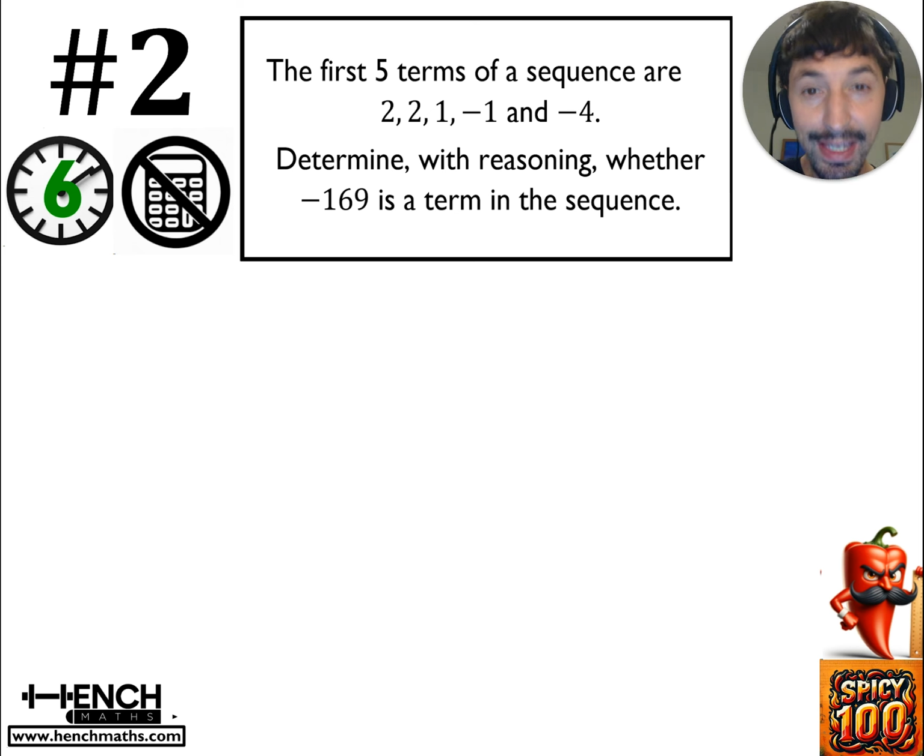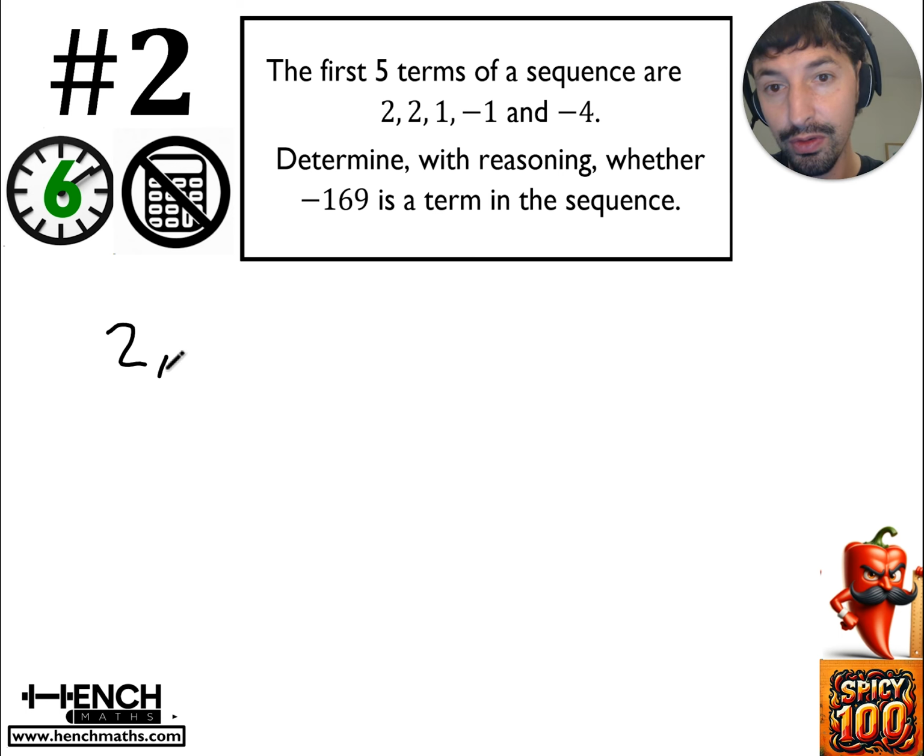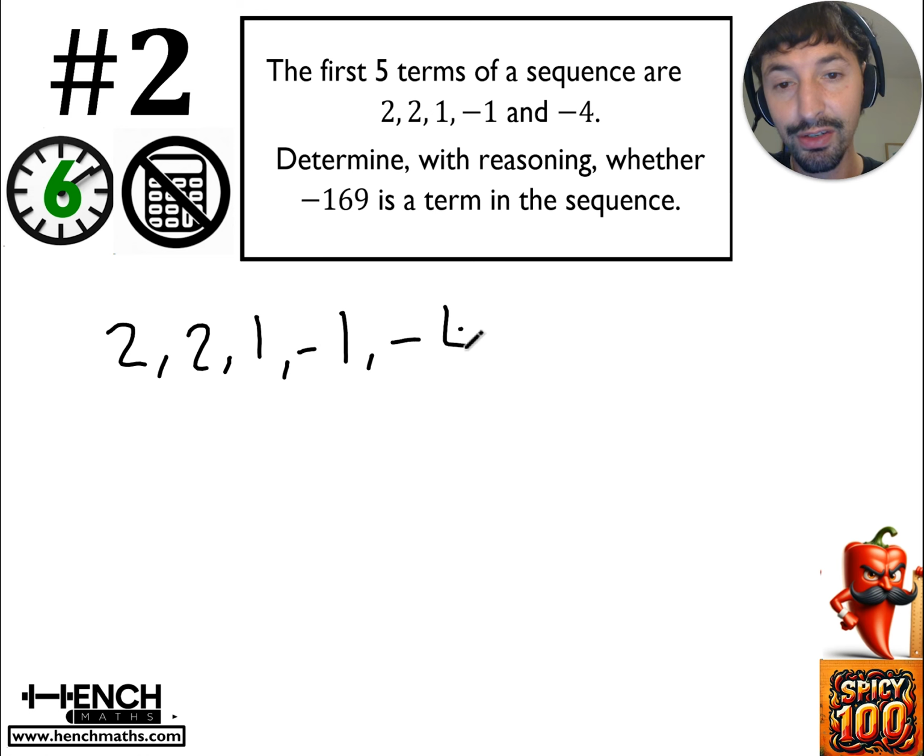Question 2 is a sequences question. So what we need to do is establish what type of sequence it is, and we can use that to determine whether negative 169 would be a term in that sequence. So let's just write out the sequence. We've got 2, 2, 1, negative 1, negative 4. So we can see it's decreasing.